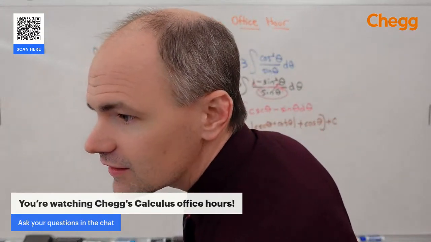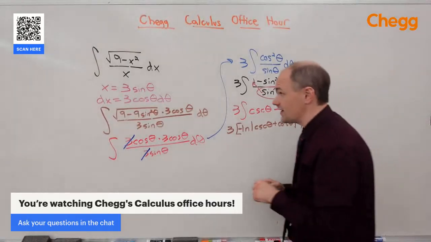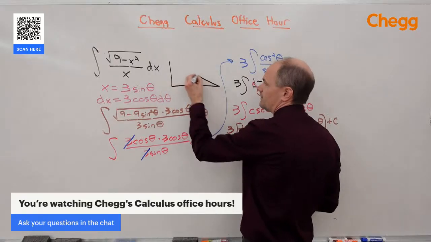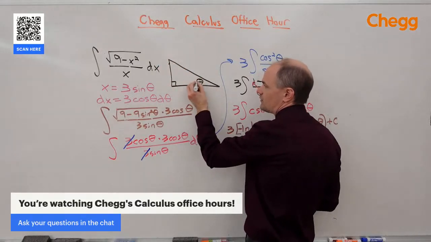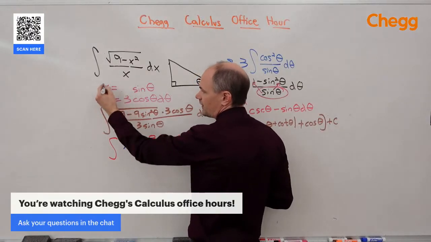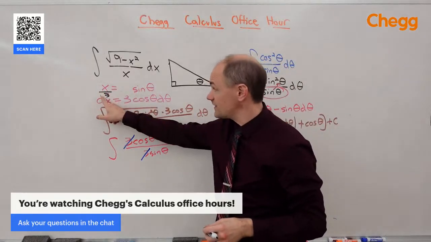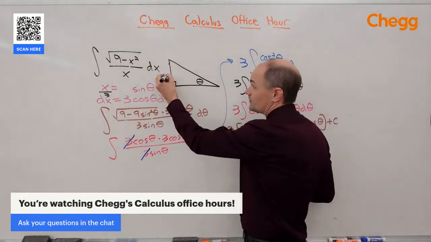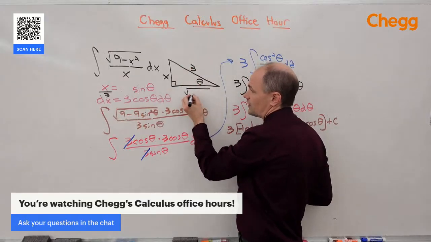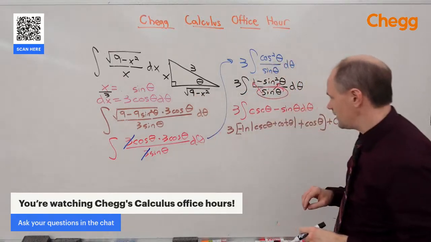Was there a question there? Couldn't we also draw a right triangle to visualize? Yes, we are actually going to do exactly that on our next step here. So here's our right triangle to kind of visualize what's going on. Here's my angle theta. And if I divide both sides by 3, we find out x over 3 is equal to sine. Well, sine we know is opposite over hypotenuse. So the opposite is x, the hypotenuse is 3. The adjacent is the square root of 9 minus x squared using the Pythagorean theorem.